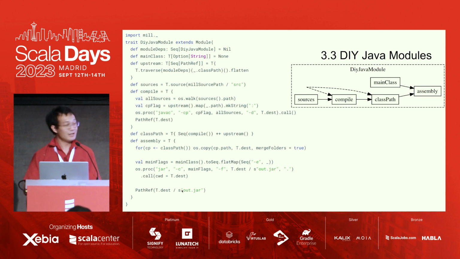So there are some differences here. For example, we have this classpath thing in order to let us bring in more than just the compile output as a classpath. Here we include upstreamClasspath, and upstreamClasspath uses this traverse.